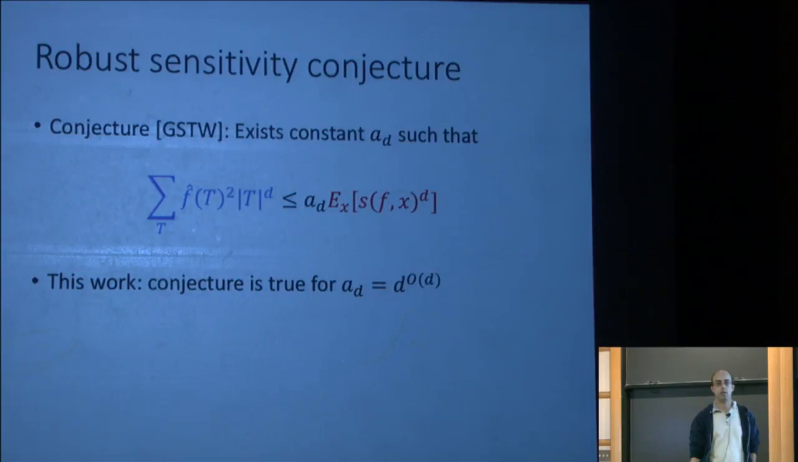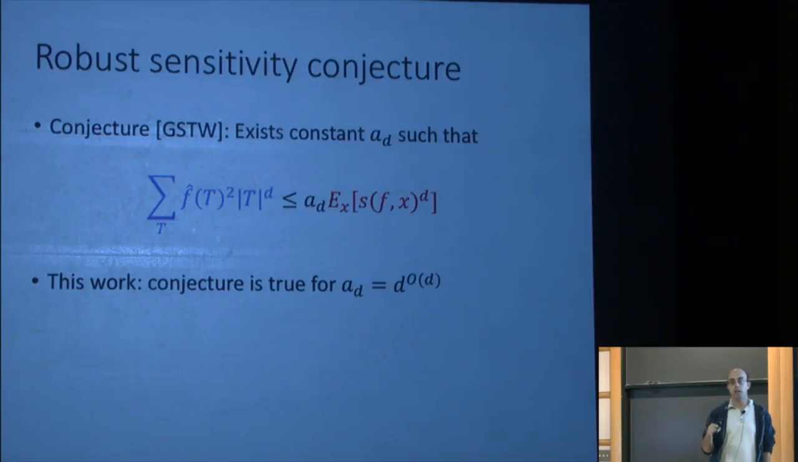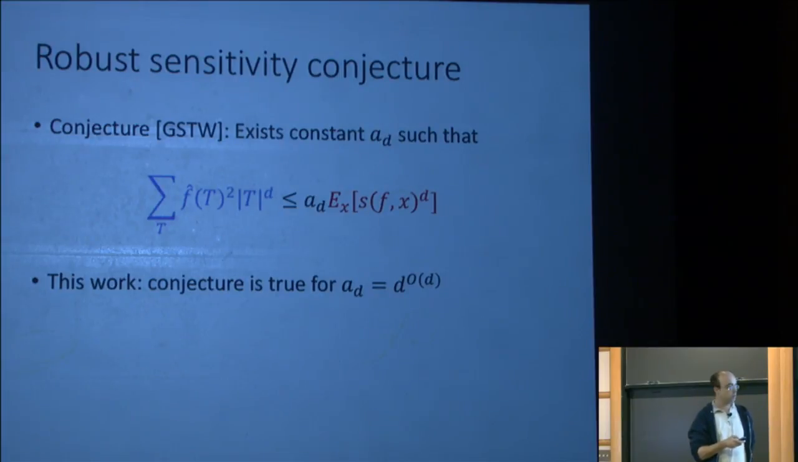You didn't mention, I don't know if you talked about it, that there is a conjecture in the other direction also. I'll discuss this also. You can also ask the other question: is it true that this is an upper bound on that? If you know that the Fourier coefficients decay fast, does it guarantee that the sensitivities are bounded as well? We also partially answer that, so I'll discuss this also. But it turns out this is the more challenging part of the proof.